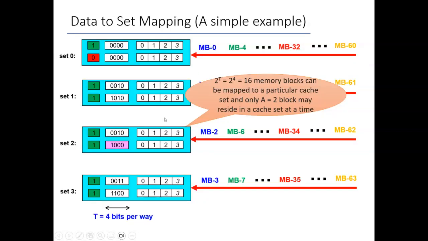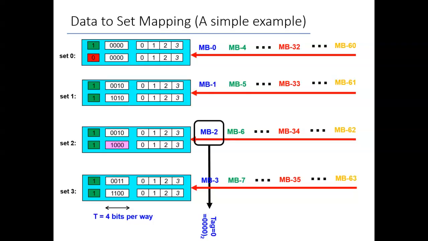Okay, so let's assume we look at set number 2. Which blocks are mapped to set 2? The blocks mapped to set 2 are MB2, MB6, MB10, MB14, MB18, MB22, MB26, MB30, and MB34, and so on. So there are 16 memory blocks that can be mapped to a particular set. What will be the tag of MB2? The tag will be 0000.